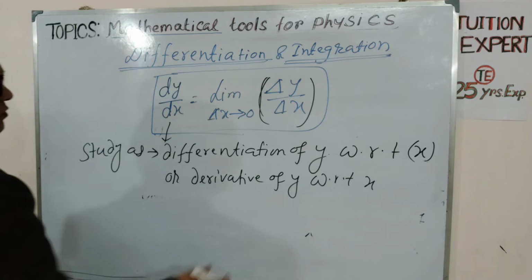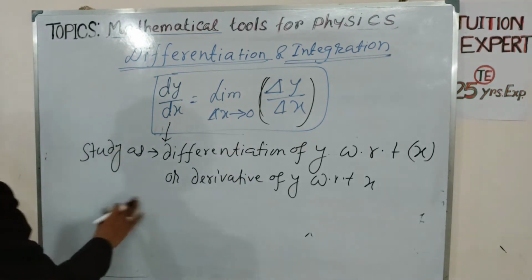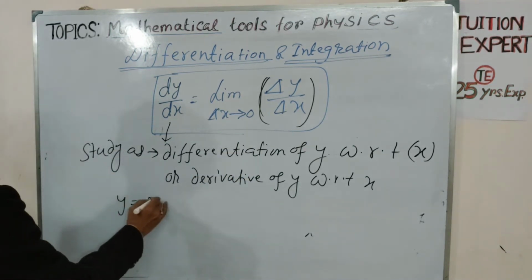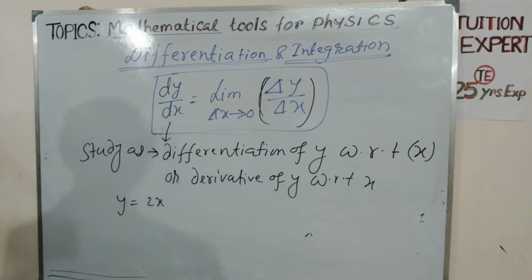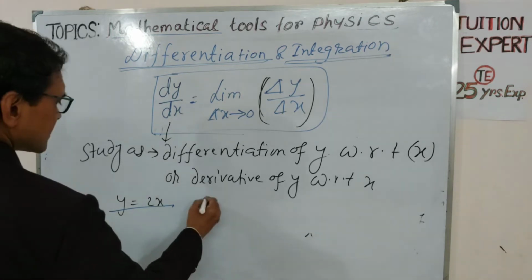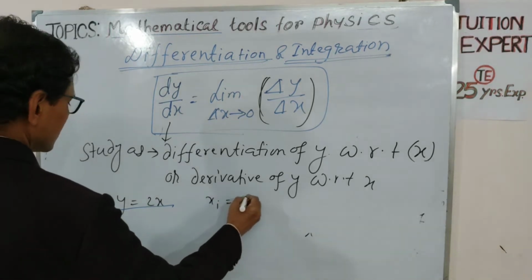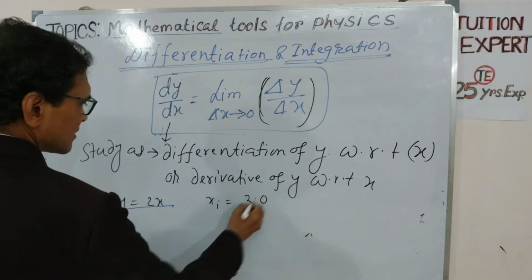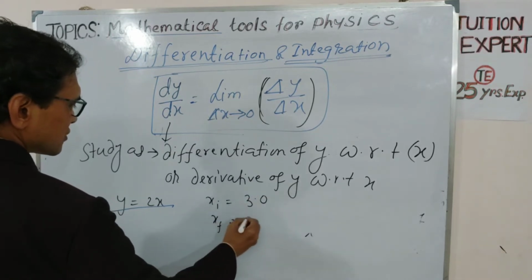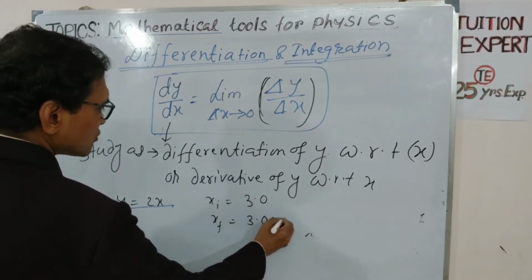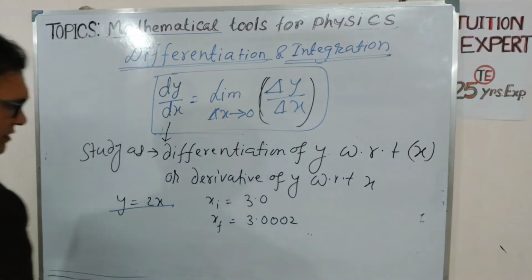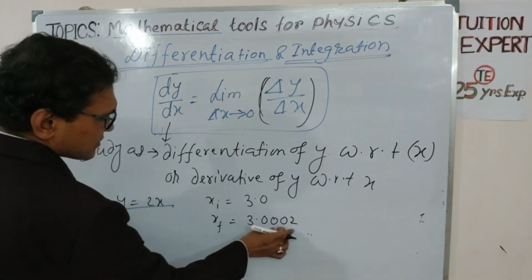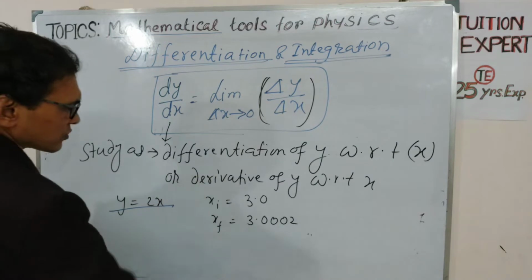For example, suppose y equals 2x is a function. This is an example of a function. Suppose we change x. Suppose the initial value of x is 3 and the final value is a small change, 3.002. Suppose this change should be even smaller.